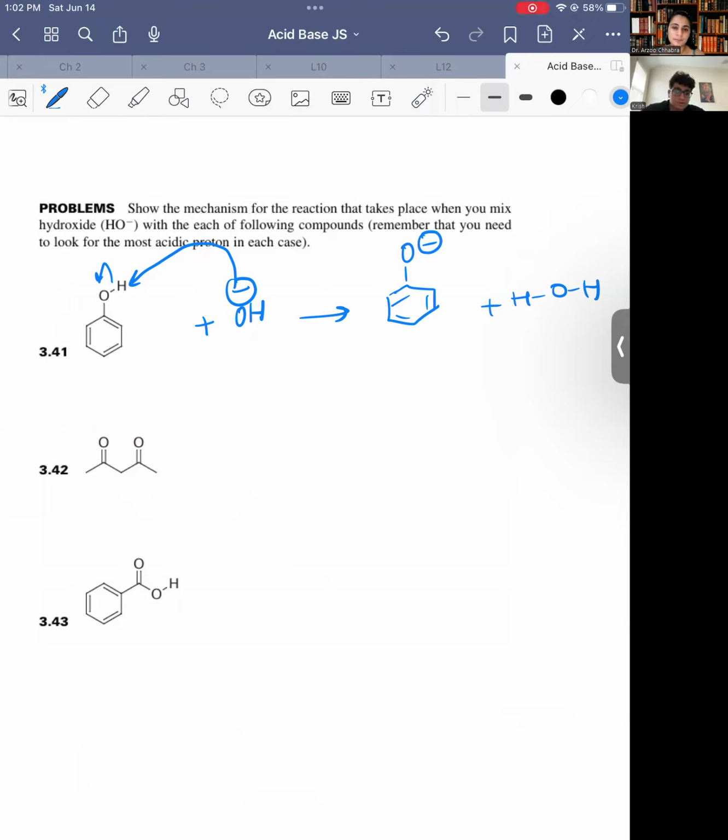Okay. So that's the acid, that is the base, that's the conjugate base, and that's the conjugate acid. Just compare the two bases. Which one's more stable? The one on the right is more stable. Correct. So then we are going to form that product. Okay, what about the second one?